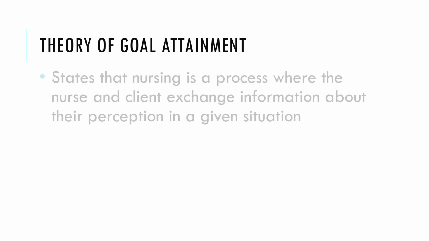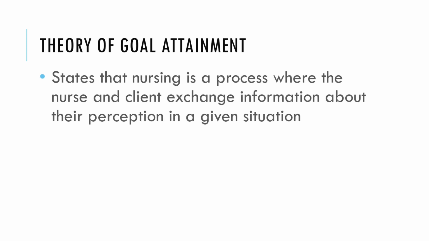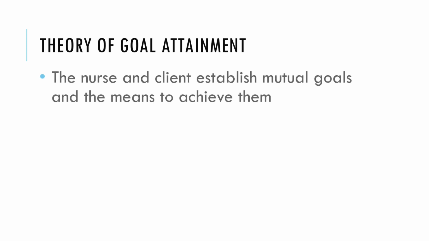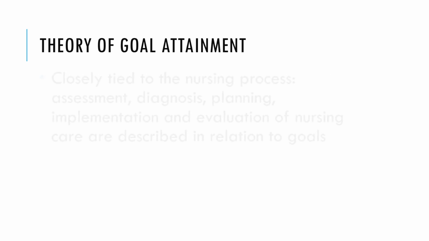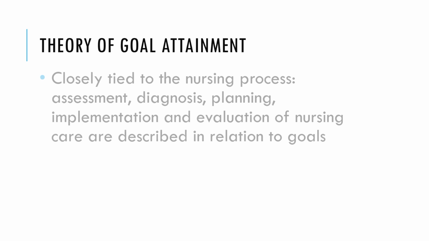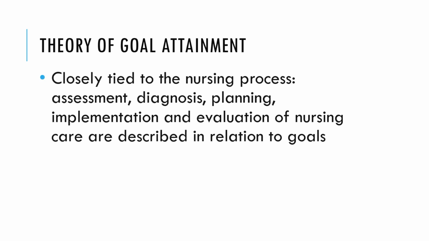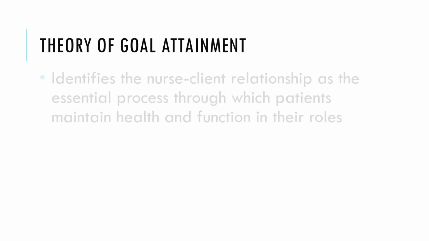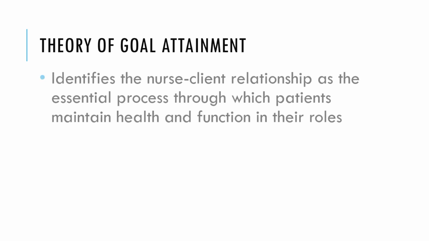The theory of goal attainment is a middle-range theory that was developed by Imogene King in the 1960s. It states that nursing is a process where the nurse and client interact and share information, set mutual goals, and the means to achieve them. This theory is closely tied to the nursing process, where all aspects of nursing care are directed towards goal attainment. This theory identifies the nurse-client relationship as the essential process to facilitate patient health.